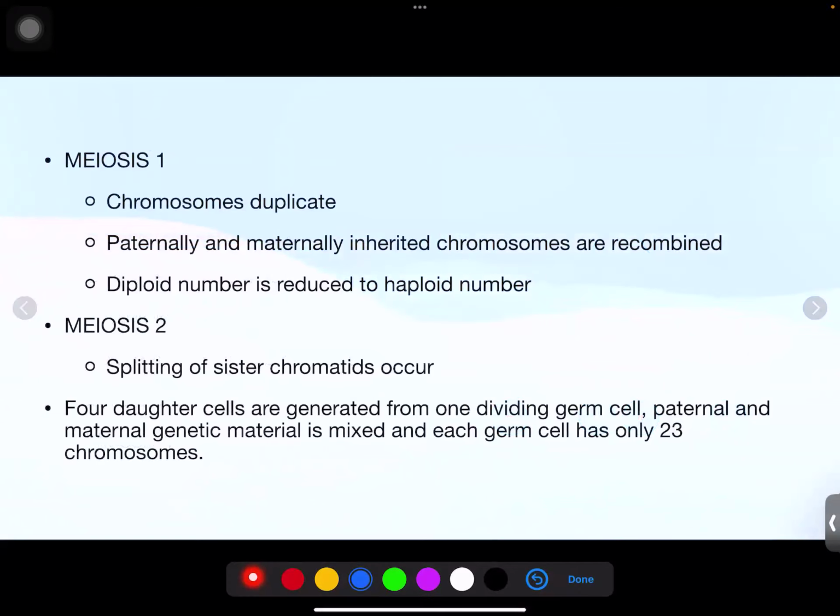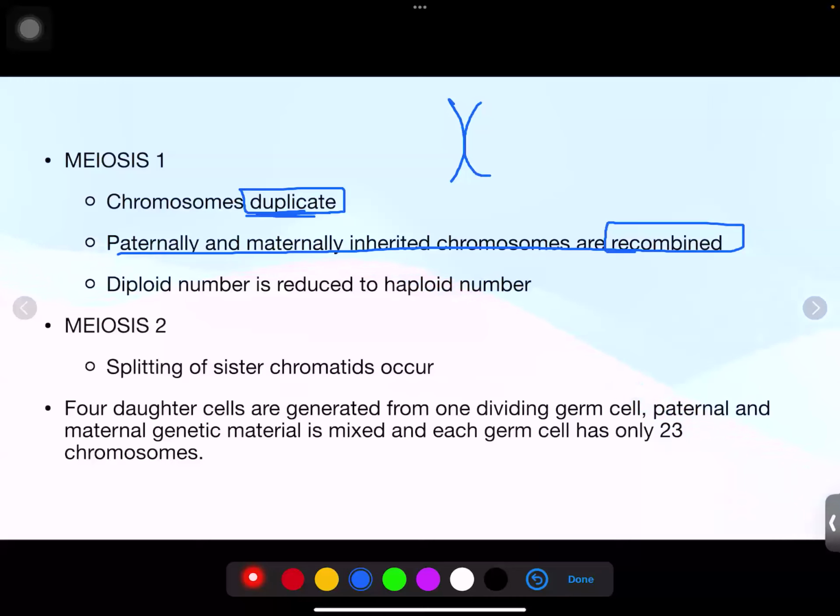In meiosis 1, basically the chromosomes first have to duplicate. Okay, then paternally and maternally inherited chromosomes are recombined. Recombined means like this is a paternal chromosome, one chromosome, and see, this is a second chromosome. So what happened is that this one chromosome and this second chromosome cross over. You must have heard about chiasmata and crossing over.